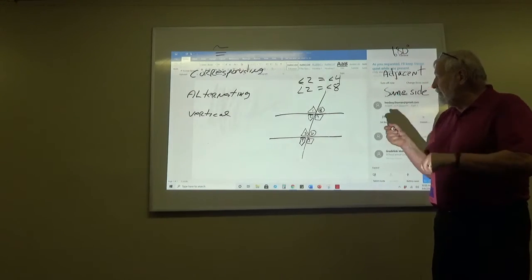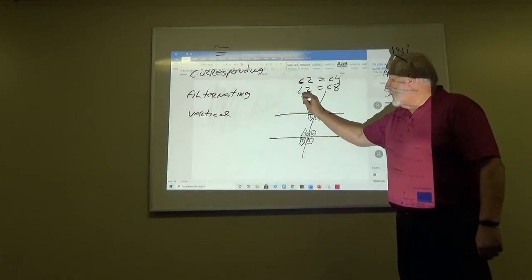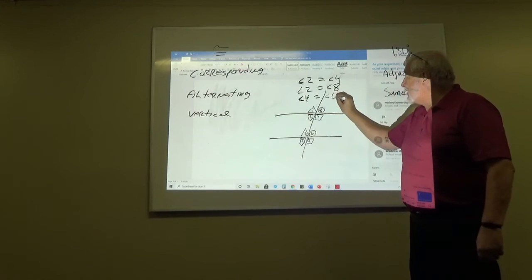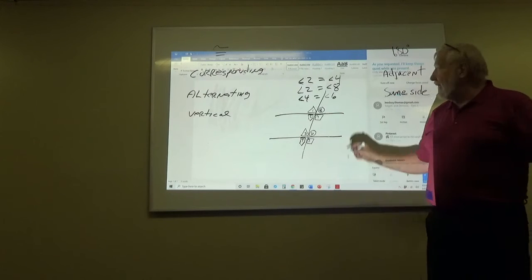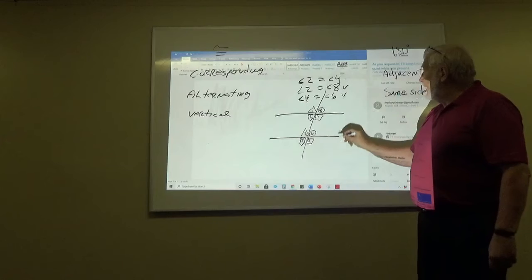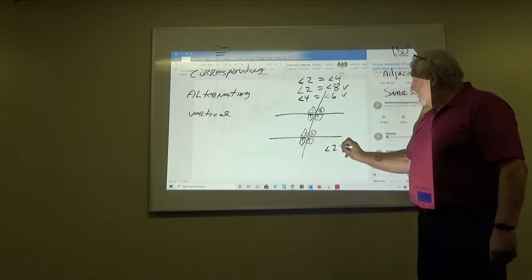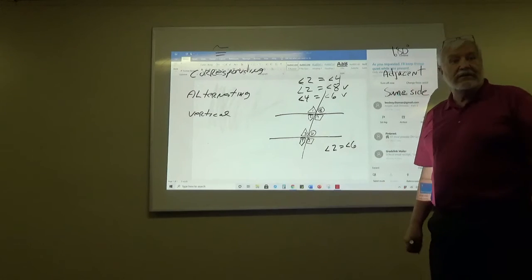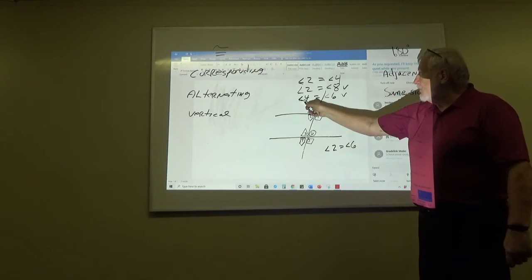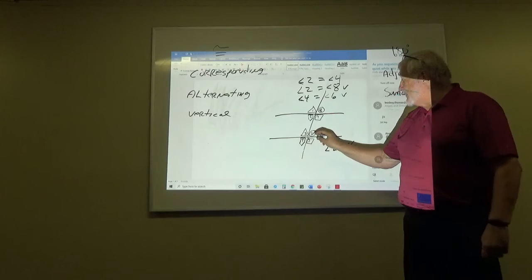Well, wait a minute. Let's put it this way. Angle 4 is equal to angle 6 because of vertical angles, right? This is vertical and this is vertical. Now, if I substitute, I'm going to get angle 2 is equal to angle 6. If I take this equation and replace the 4 with the 6, I get angle 2 equals angle 6. What is that called?